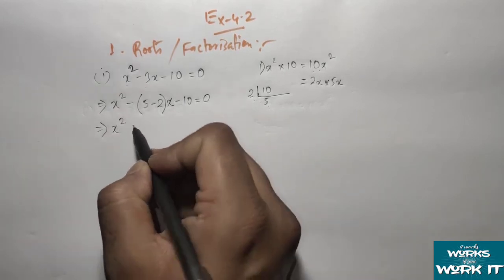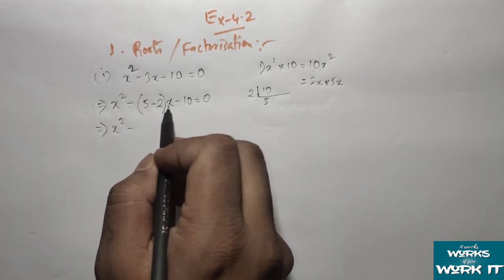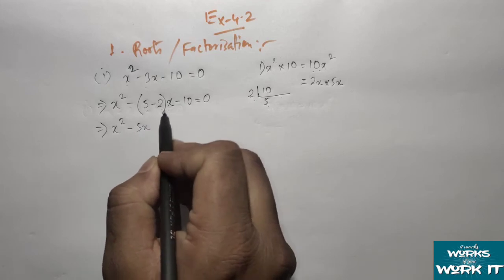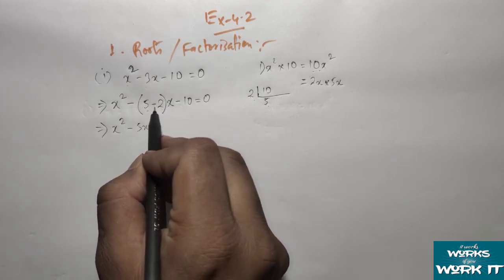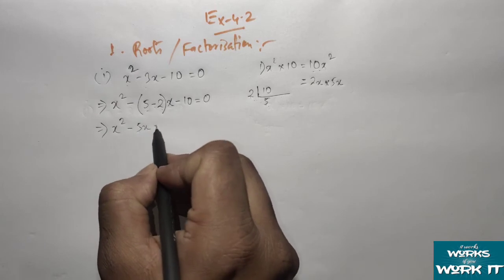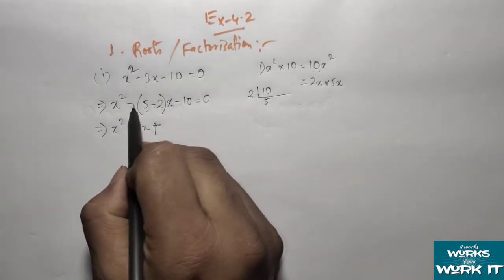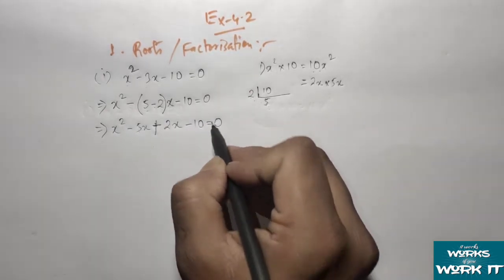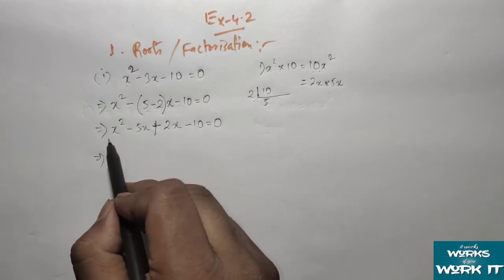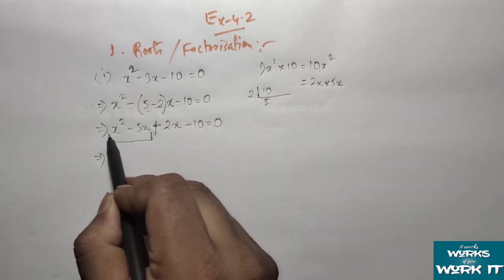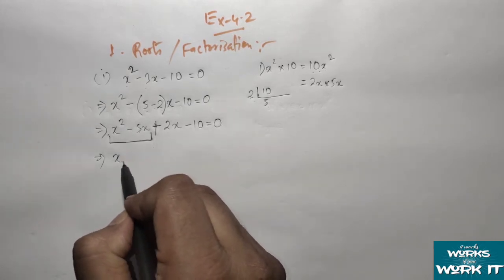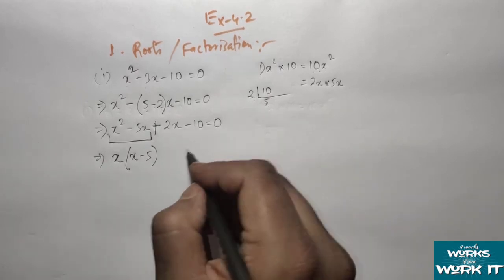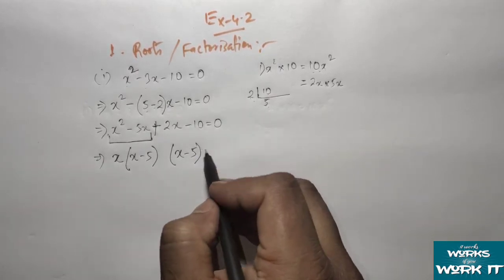So what will be the next step? x square minus, let this bracket be removed by multiplying x with these two numbers, so it will be 5x, and then if the bracket is removed this minus will be multiplied with this minus and will give us plus 2x minus 10 equal to 0. Now next step will be we need to take common factors from these two. So we can take x as a common factor, then it will give us x minus 5. Again x minus 5 we can write here equal to 0.